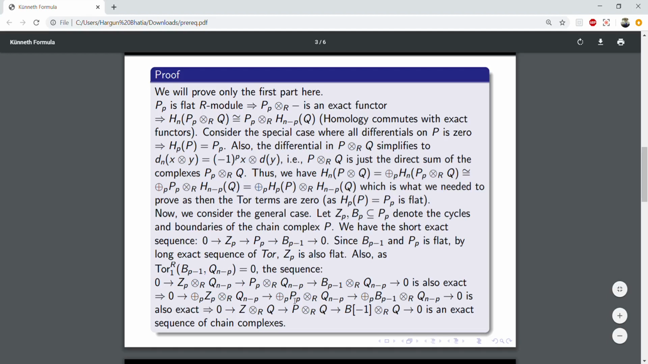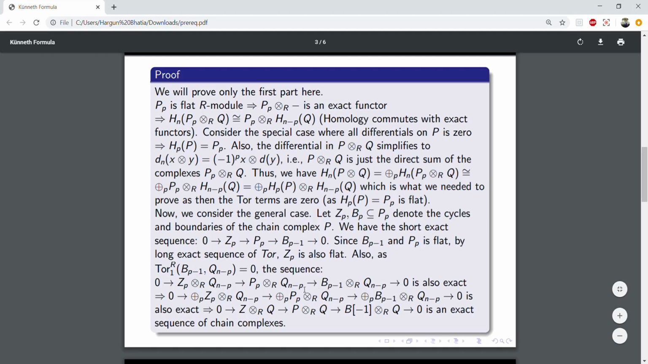Then I know the tensor product is right exact, so I will start from here. So this map will still be surjective when I tensor it with Q_{n-p}. And here I should get a Tor sequence starting from here, but the Tor term should be Tor_1^R of B_{p-1} and Q_{n-p}. But B_{p-1}, remember, is a flat module, so the Tor vanishes. So just like that, I tensor with Q_{n-p} and I get an exact sequence. This is also exact.